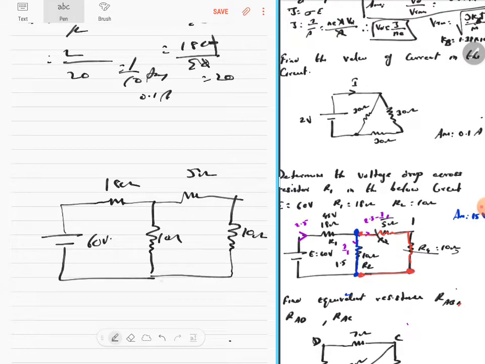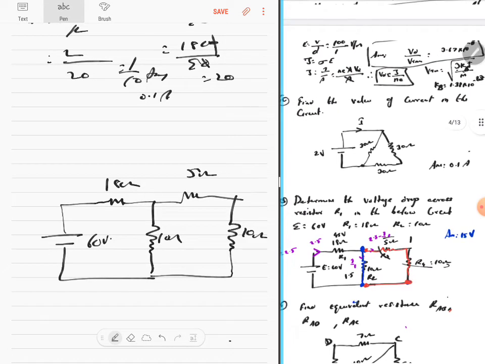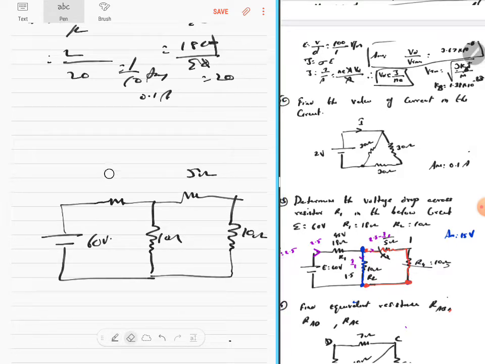Have I drawn everything? This is 60 volts. This is 18 ohms. That is 10 ohms and 10 ohms, and this is 5 ohms. This is the circuit. Determine the voltage drop across the resistor R1. Resistor R1 is given as 18 ohms.